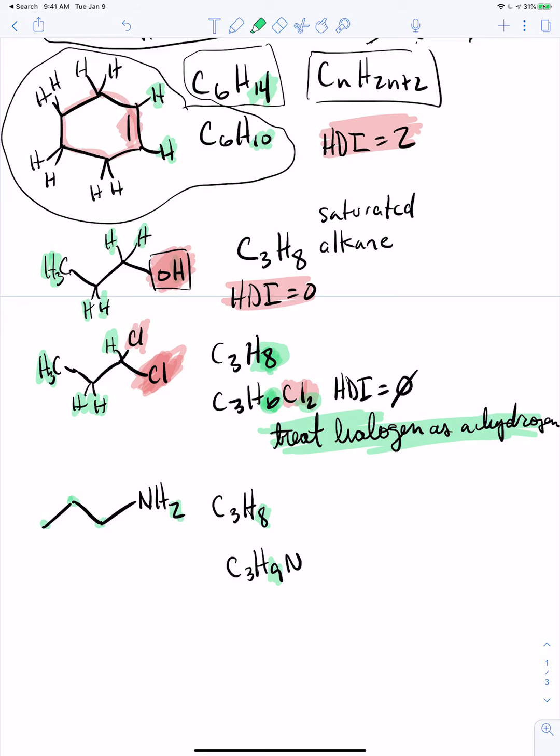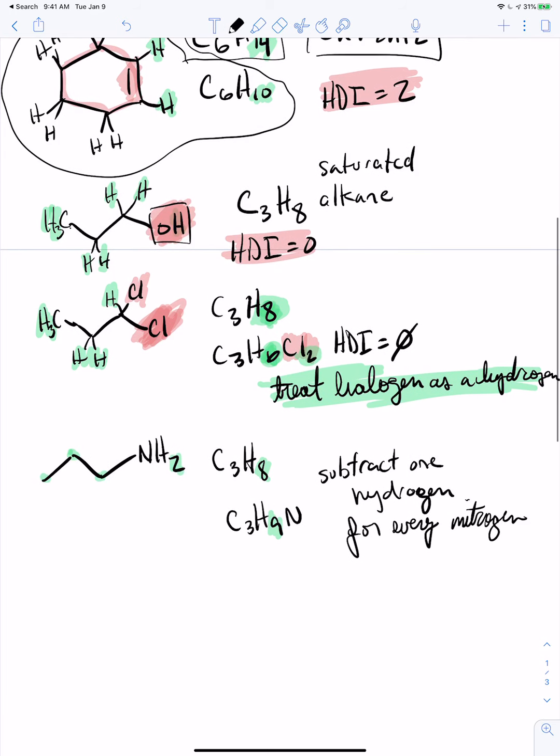Well, what we're trying to do, remember, is just come up with rules to avoid having any kind of conflict. So for every nitrogen that you add in, you want to be sure that you subtract out one hydrogen. Subtract one hydrogen for every nitrogen. And that helps to account for that. So our HDI is still 0.